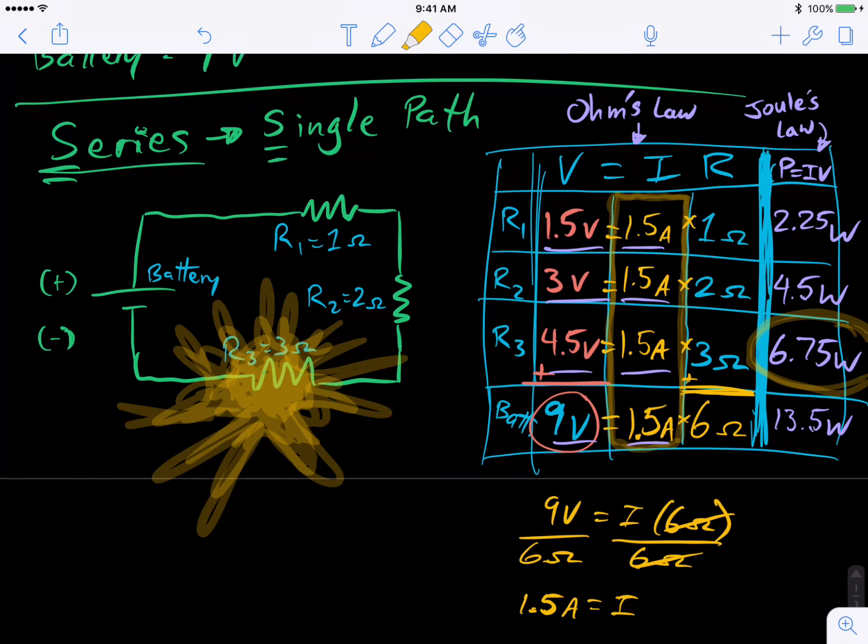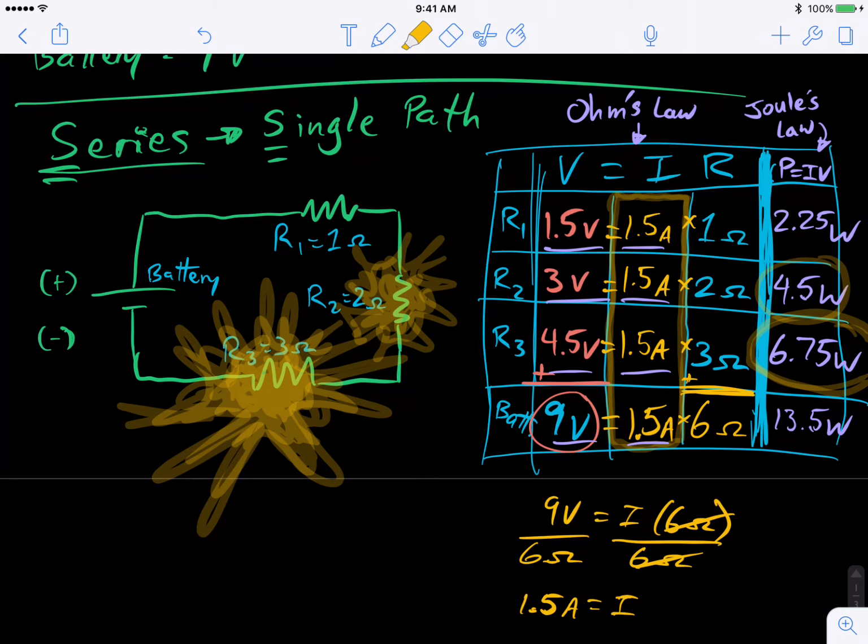And then R2, 4.5 watts. So it's going to be not quite as bright. Why is it? I thought it was one light switch. So there's 3 bulbs. The resistors are bulbs. Yeah, the resistors are light bulbs, and they're not all the same light bulb. So they might not shine as brightly as each other, even though they're on the same circuit.